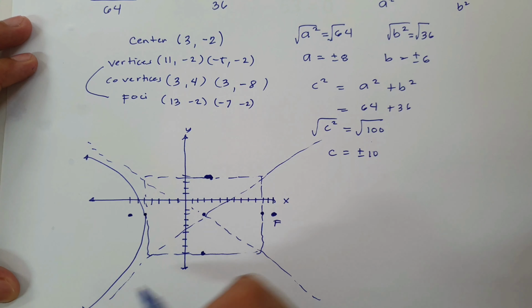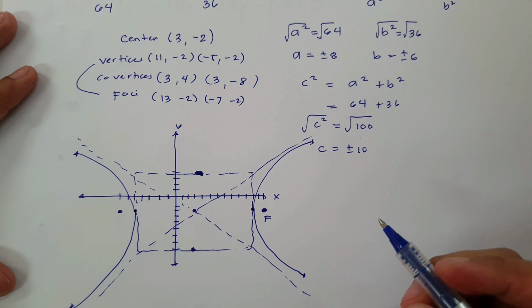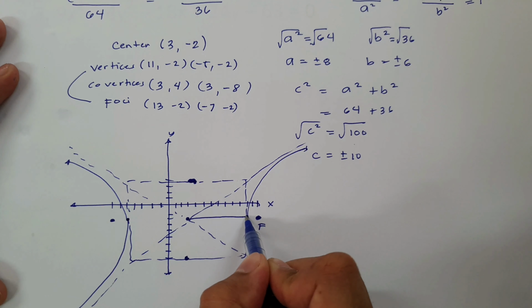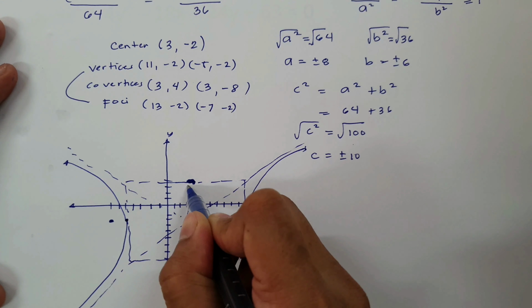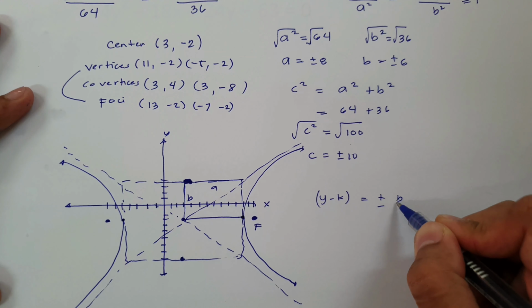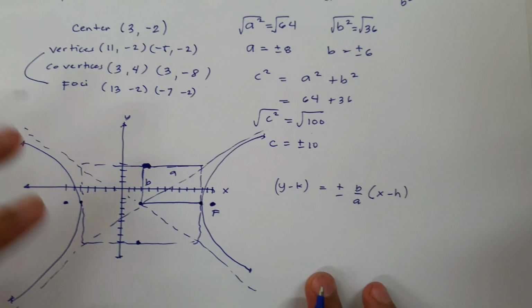Now, how can we determine the equation of the asymptote? Is it a over b or b over a? Since we have here the distance from center to vertices, this will be the value of a, and the value of b is the rise. So therefore, y minus k equals positive or negative b over a times x minus h.